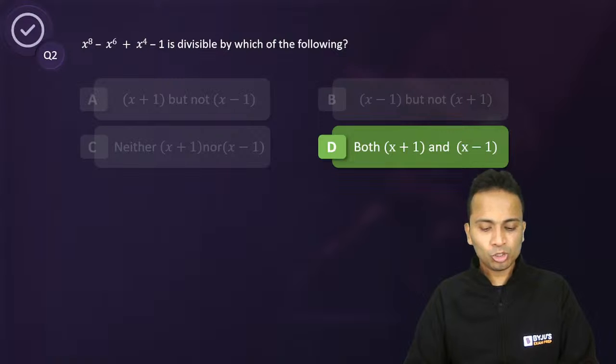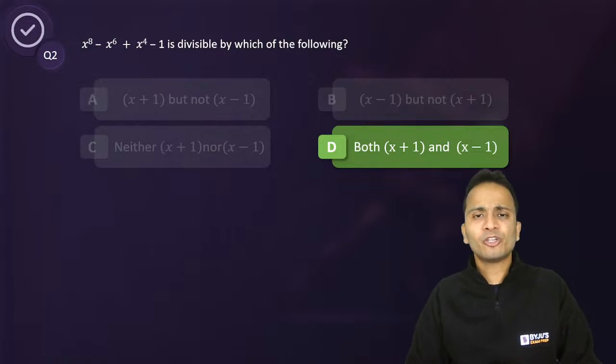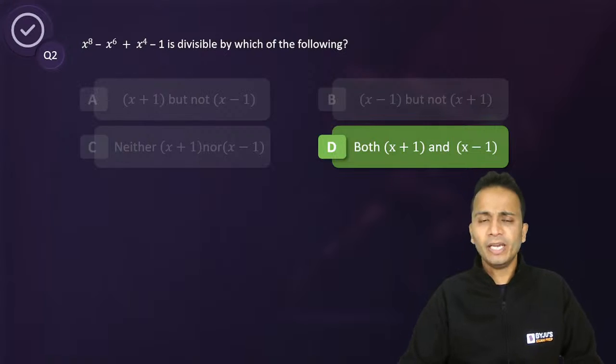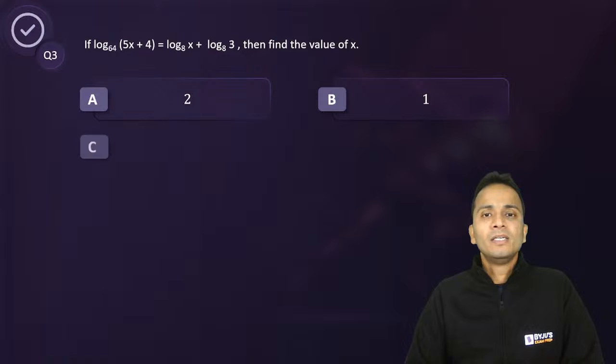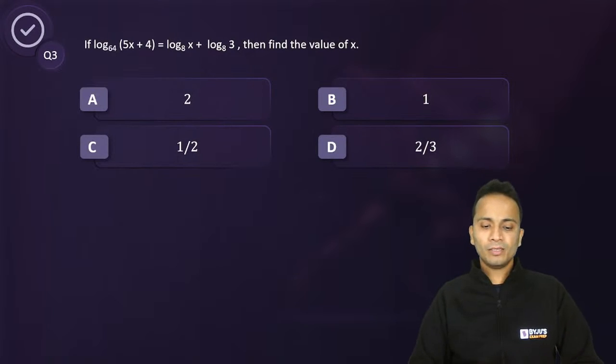Again, most of you have given the correct answer. Yes, these are all SNAP level questions. SNAP में इसी level के questions आते हैं, very simple, straightforward, not very lengthy questions. So continuing with the next question, question number 3, a simple, straightforward question on logarithms.